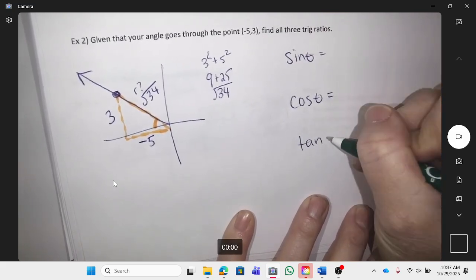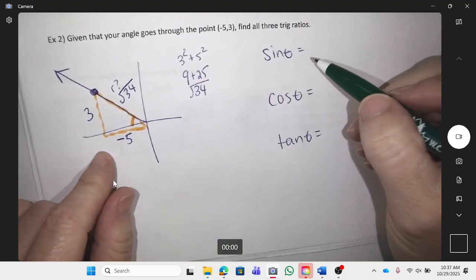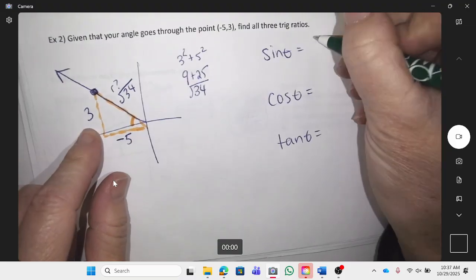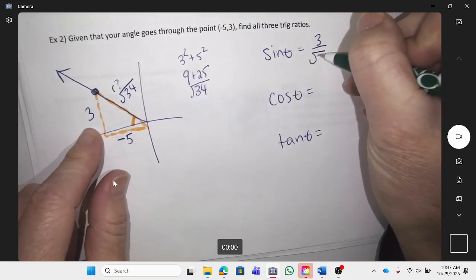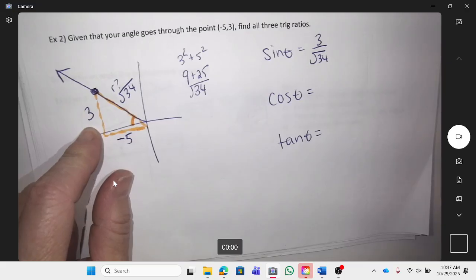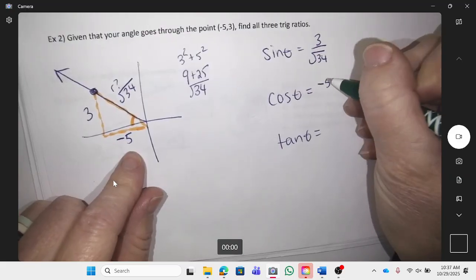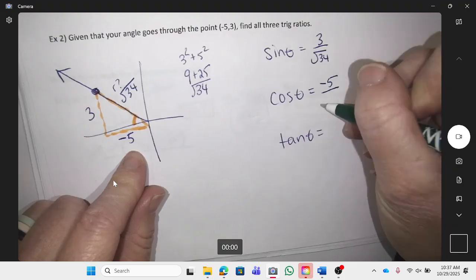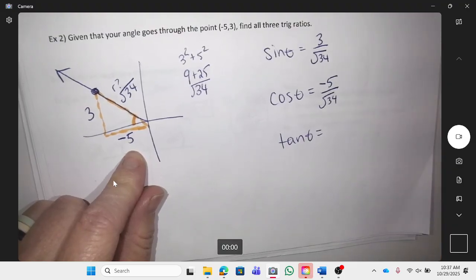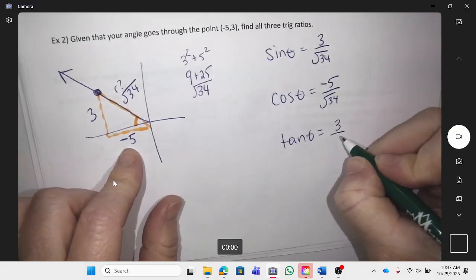Okay, so now get me your 3 ratios. Sine. So here I go. I'm going to go my y value, 3, r value bottom. Cos needs to be my x value, then my r value, or CAH, whatever, that also is lining up. And tangent is TOA.